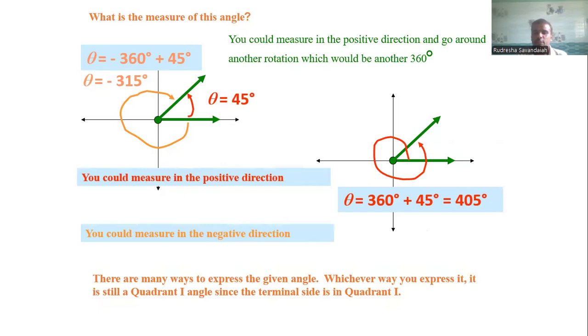There are many ways to express the given angle. Whichever way you express it, it is still a quadrant 1 angle, since the terminal side is in quadrant 1.